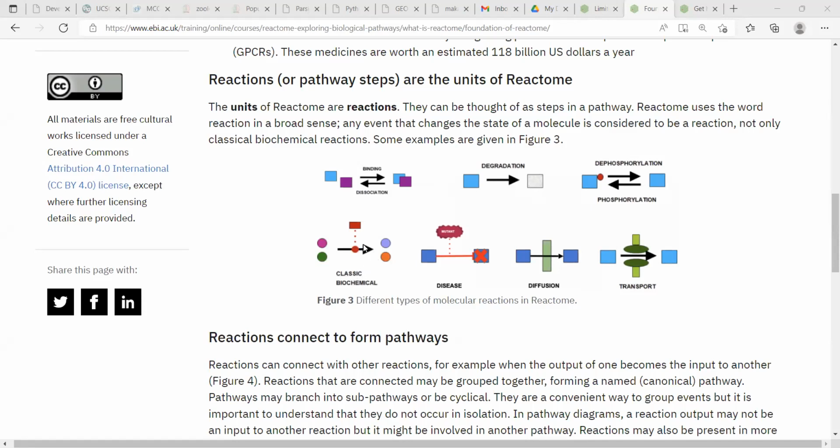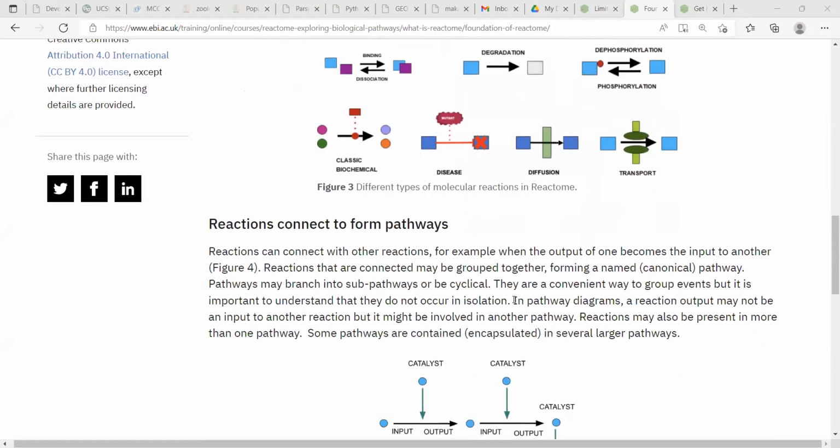classic biochemical pathways, and the disease. That means this is the inhibition symbol. That means one protein is mutated, and due to that, some diseases can occur. This is the way diffusion is represented, and this is how transport is depicted in a diagram. So these are the different notations you can see in a database.